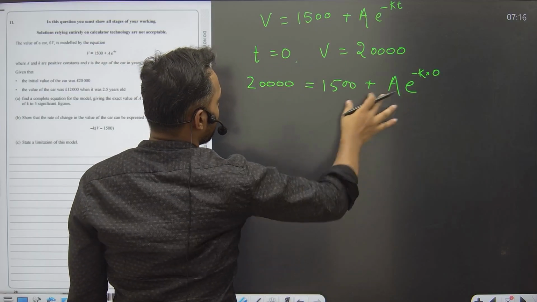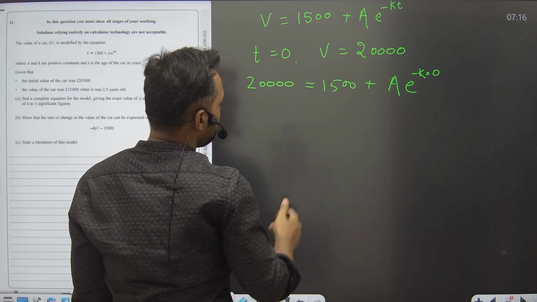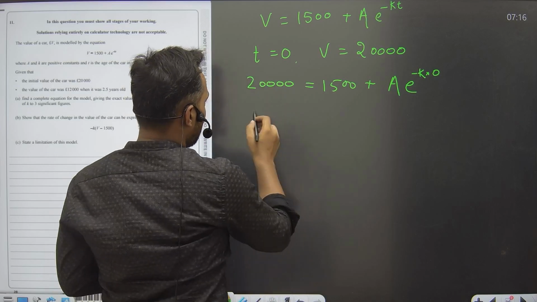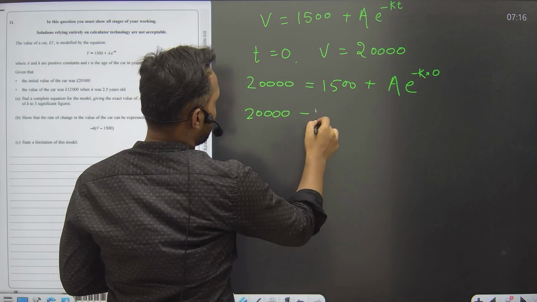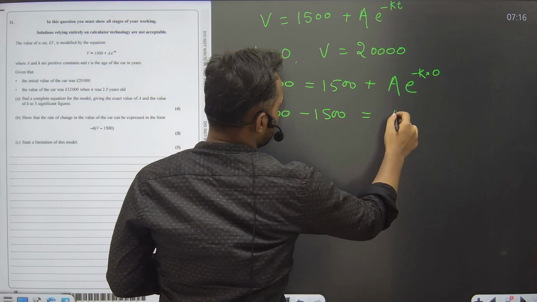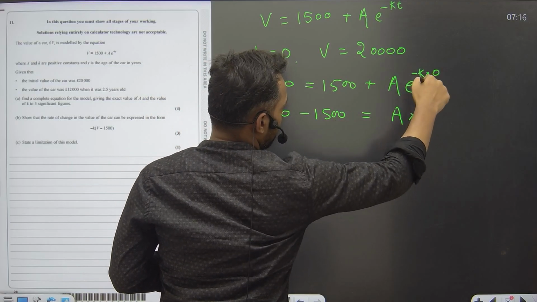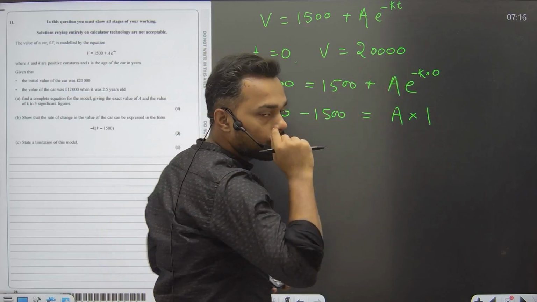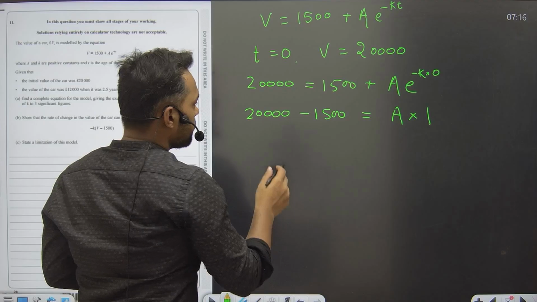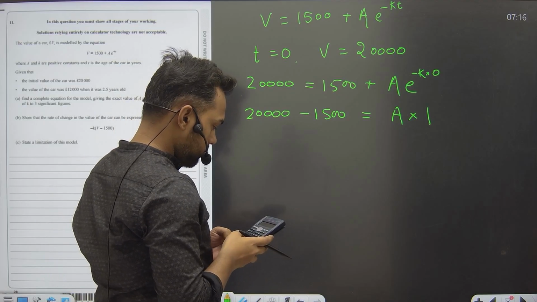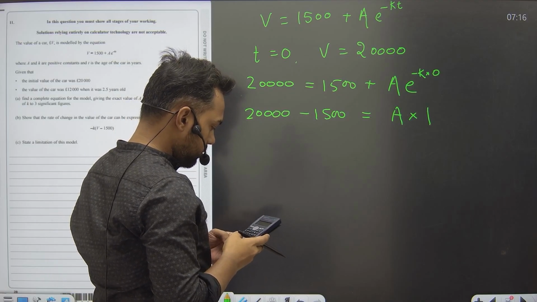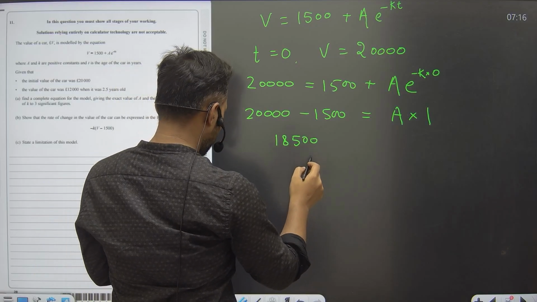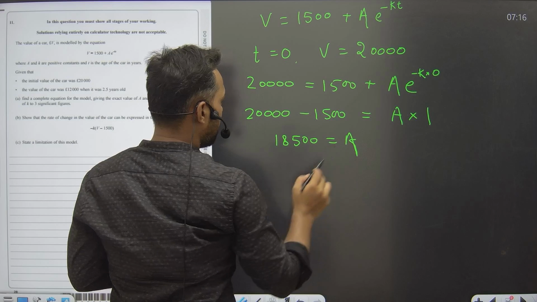Okay, so what you will get here, students, from here you will get the value of a. I'll tell you how. 20,000 minus 1500 will be equal to a, and this whole exponential function will be 1, because e to the power 0 will be 1. So 20,000 minus 1500 will be equal to 18,500. So this is the value of a here, students.